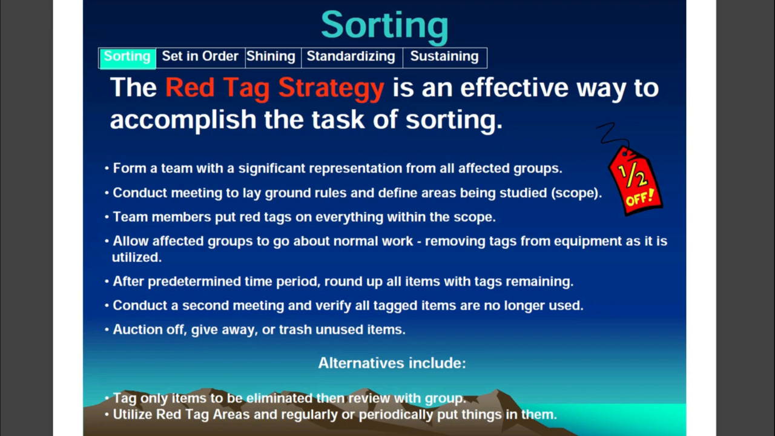After a predetermined time period, round up all items with the tags remaining, conduct a second meeting and verify all tagged items are no longer used. Auction off, give away or trash unused items. An alternative is to tag only items to be eliminated, then review with the group. Utilize red tag areas and regularly or periodically put things in them.